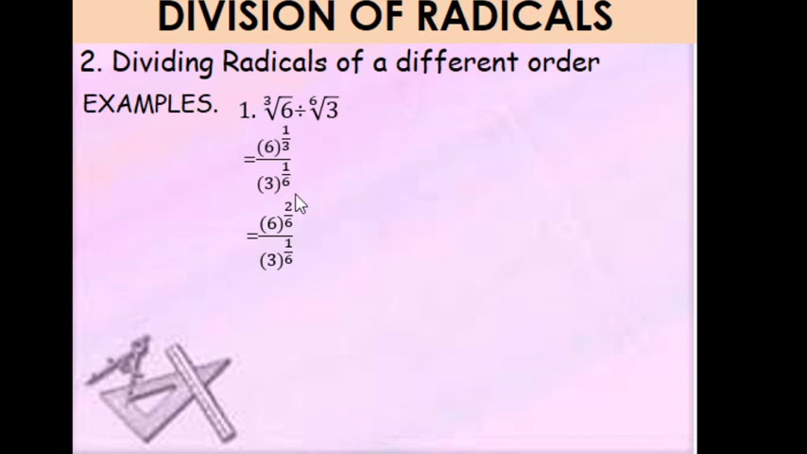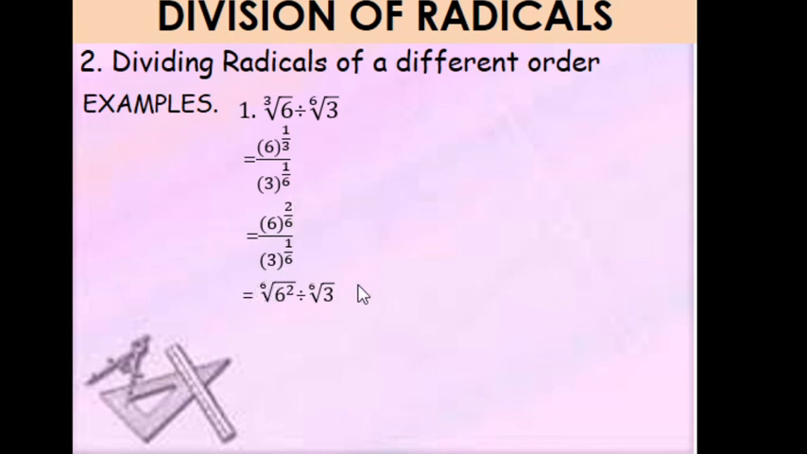So ngayon, itong rational exponents, kailangan nating ibalik into radical form. So this will become 6th root of 6 square divided by 6th root of 3. Okay, so bakit ito nagkaroon ng 2? Again, ang numerator, siya yung magiging exponent. And yung denominator, siya naman yung magiging index.